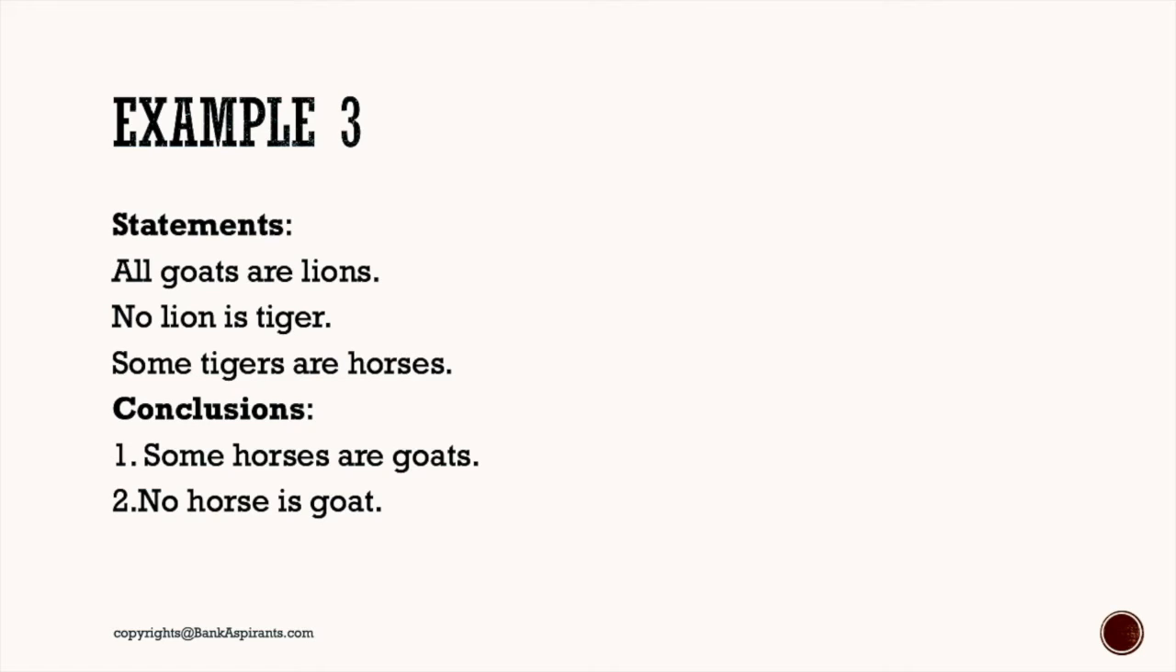See, in this conclusion, both the conclusions contain the same variables, but only some and no is different. So it has the same variables, horses and goats: some horses are goats, and no horse is goat. If you are given this type of variables and this type of conclusions, what you have to do, let me see. Let me draw an example first. Draw a diagram first, and then let's decide.